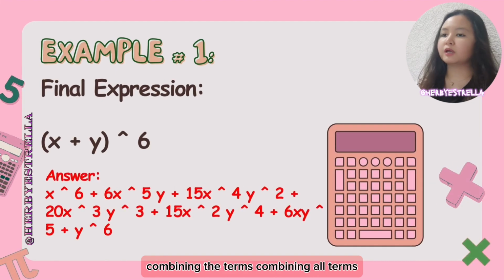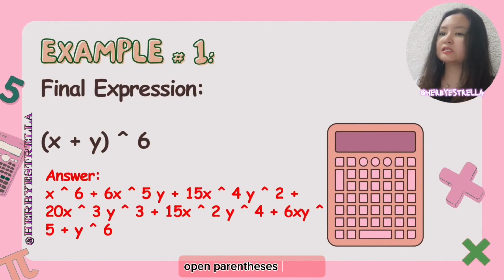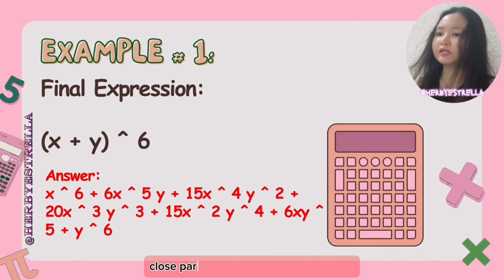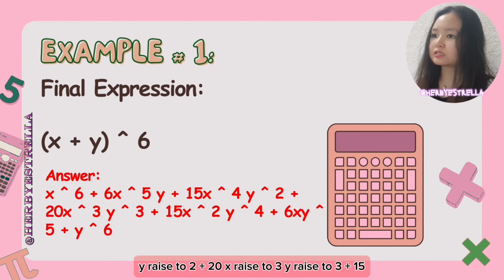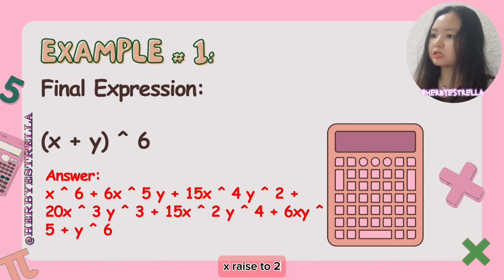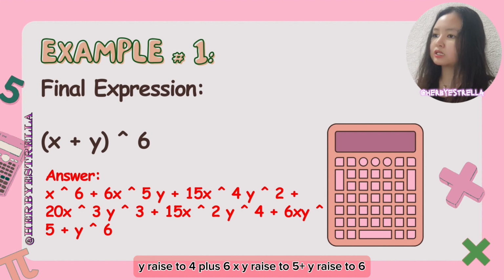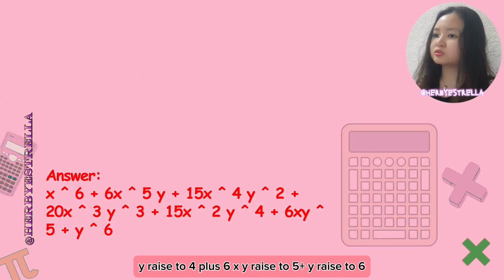Combining all terms, we get the expanded expression (x + y)^6 equals x^6 plus 6x^5 y plus 15x^4 y^2 plus 20x^3 y^3 plus 15x^2 y^4 plus 6xy^5 plus y^6.